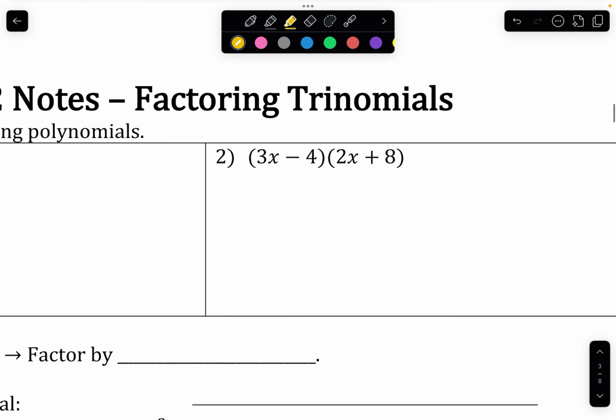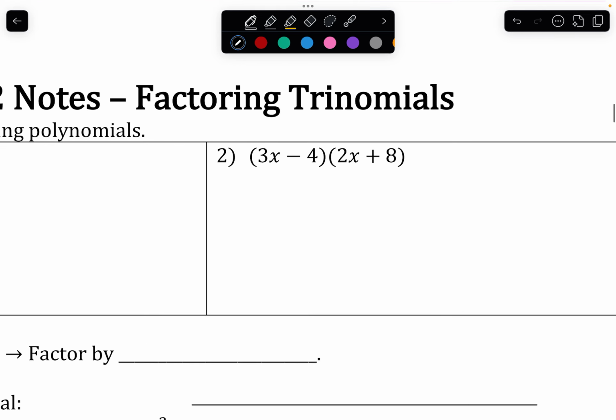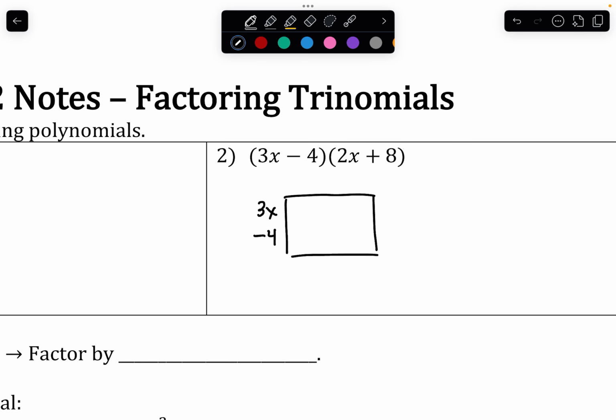Okay, for this next example, we have 3x minus 4. You have to write your negative signs. You do not write plus signs, or you can if you want to, but you have to write the minus signs. And then 2x plus 8.